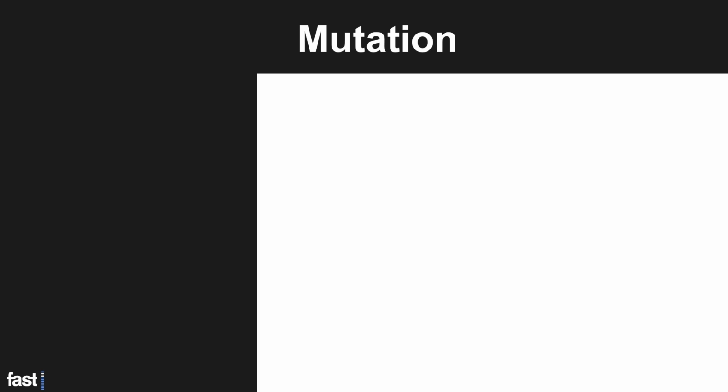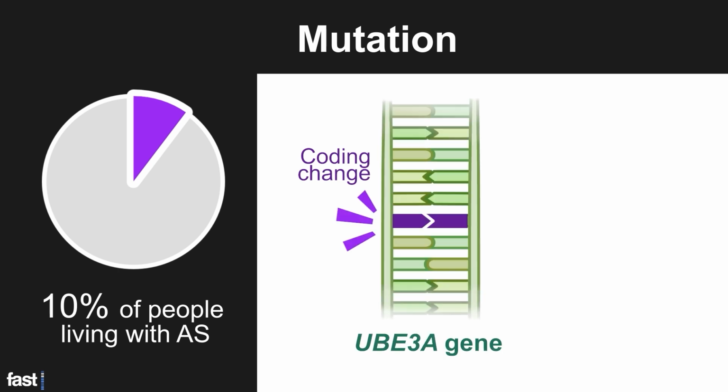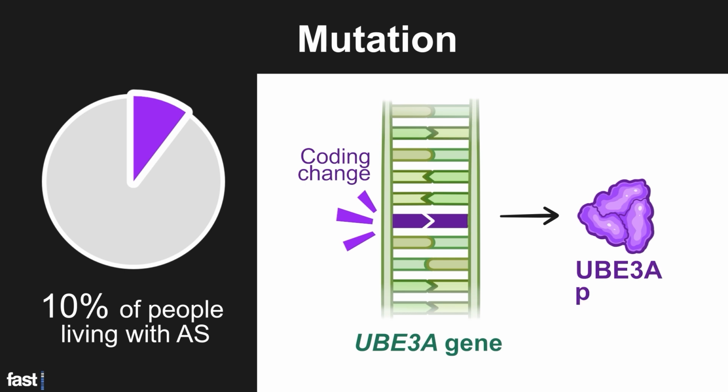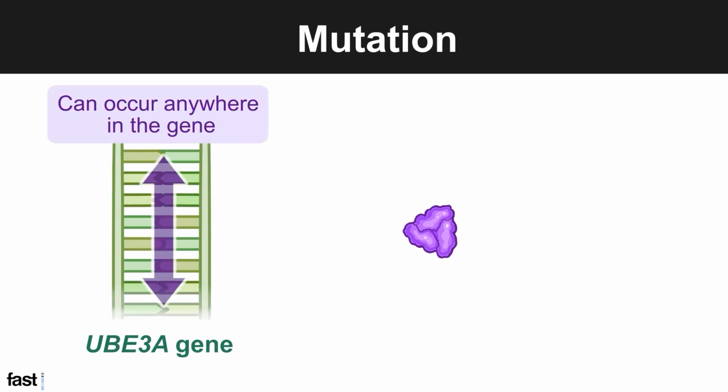Mutation AS occurs in about 10% of people living with AS. In this genotype, a coding change, also called a mutation or variant, within the UBE3A gene causes a change in function of UBE3A protein, making it inactive or less active. Mutations can occur anywhere in the gene and are categorized based on how they affect the gene and the protein.